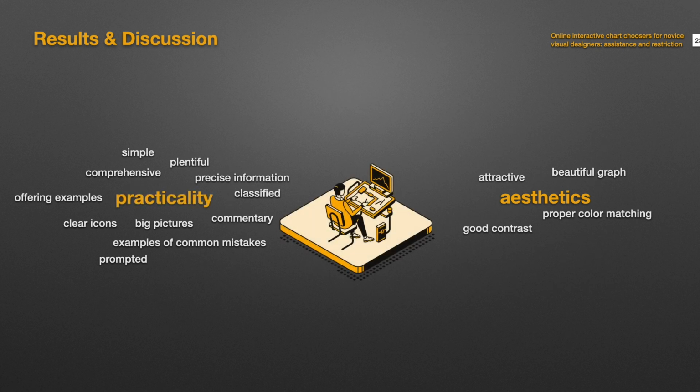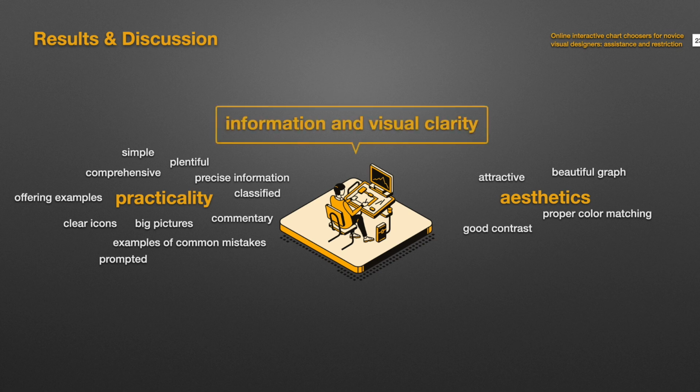The novice designer's preference for online interactive chart choosers requires more practicality than aesthetics. Because of their aesthetic training, designers have a certain level of requirements for the visual design of the interface. However, under the pressure of time constraints, to complete a task that requires rational thinking, while they are unfamiliar with visualization, information and visual clarity are the primary requirements. When a chart chooser has a precise chart classification, it allows users to determine what type to use quickly.